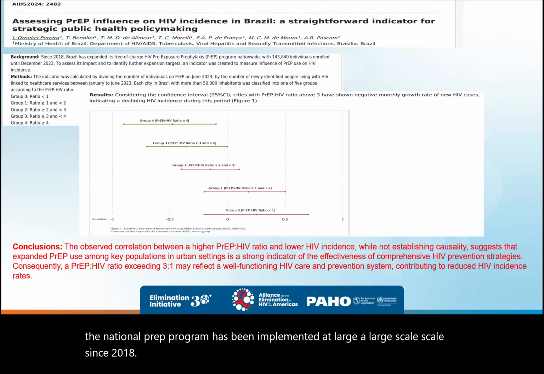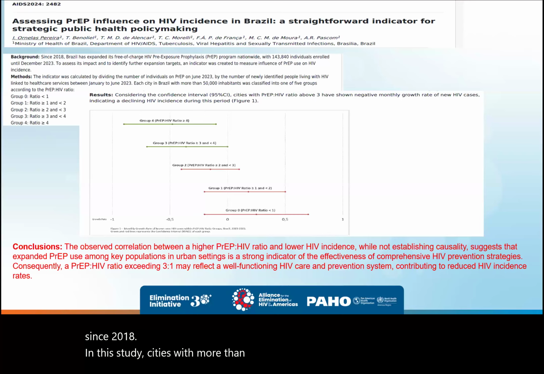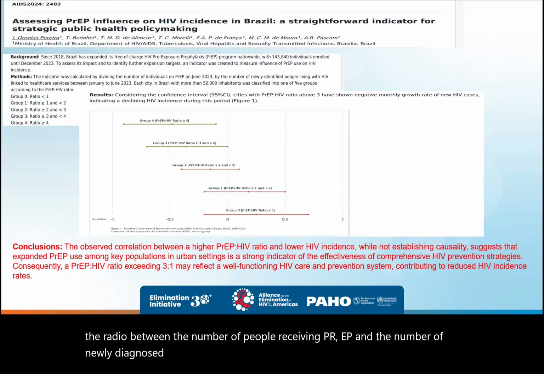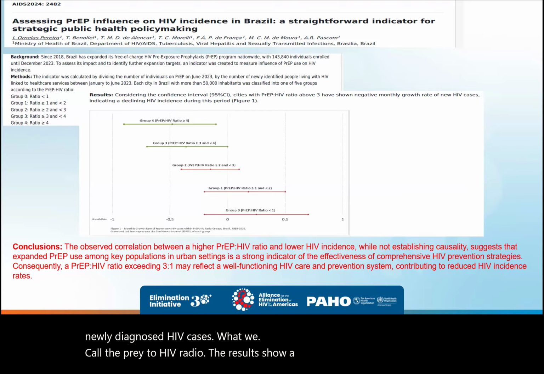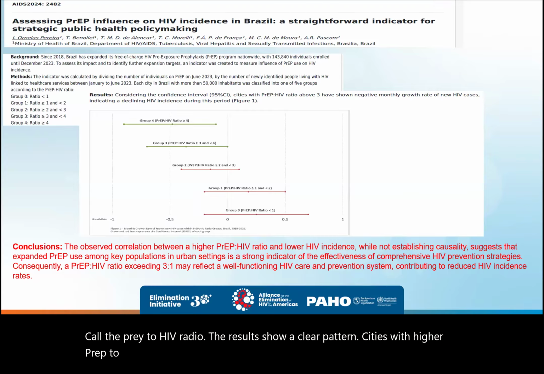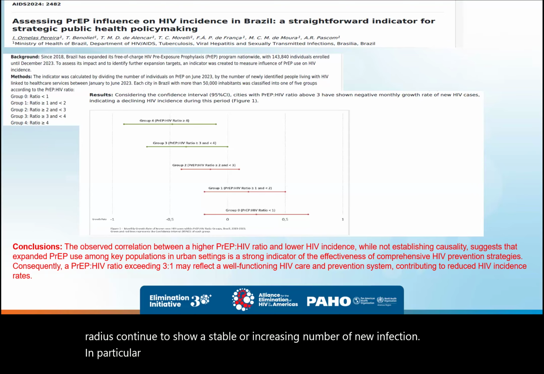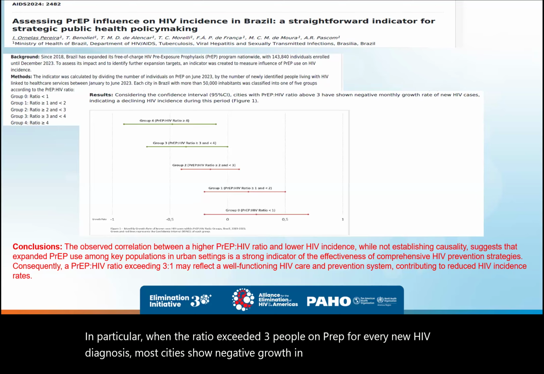In this study, cities with more than 50,000 inhabitants were classified according to the ratio between the number of people receiving PrEP and the number of newly diagnosed HIV cases, what we call the PrEP to HIV ratio. The results show a clear pattern. Cities with higher PrEP to HIV ratios tend to have declining HIV incidence, while cities with lower ratios continue to show a stable or increasing number of new infections. In particular, when the ratio exceeded 3 people on PrEP for every new HIV diagnosis, most cities showed negative growth in new cases, suggesting better epidemic control.